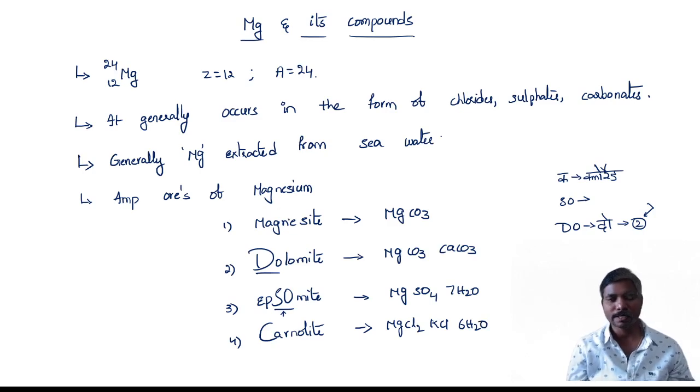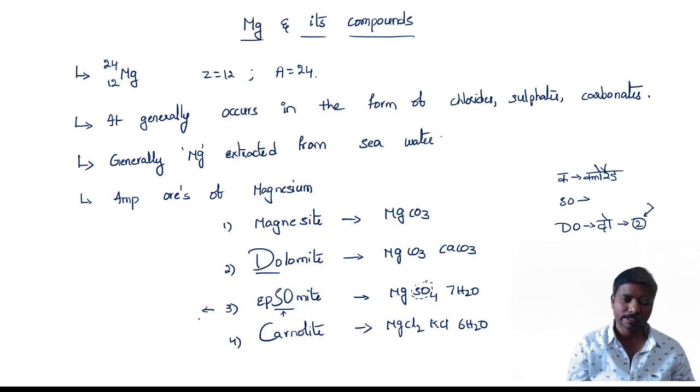Okay, so once again, magnesite, MgCO3. Do for Do, so it is a carbonate of two elements, magnesium carbonate and calcium carbonate. Epsomite, SO for SO, magnesium sulfate. It is also called Epsom salt. And carnolite, magnesium chloride, potassium chloride with 6H2O.